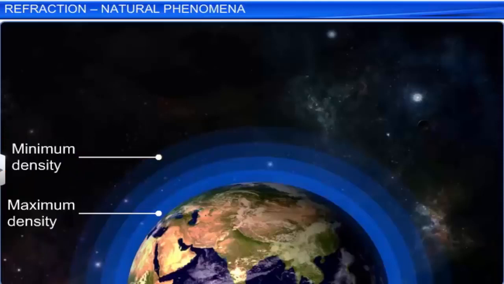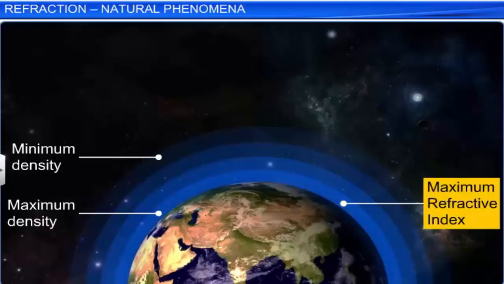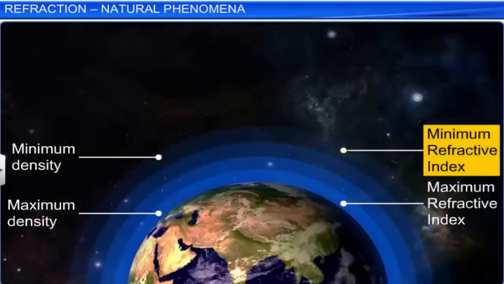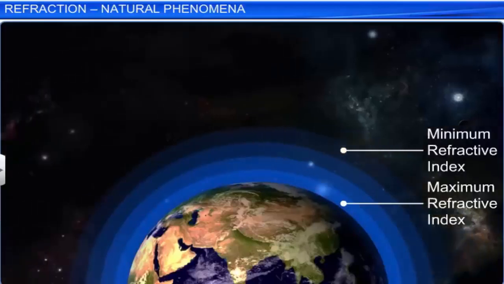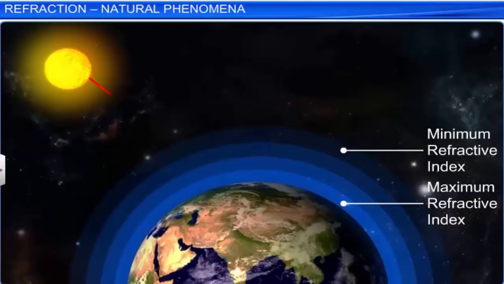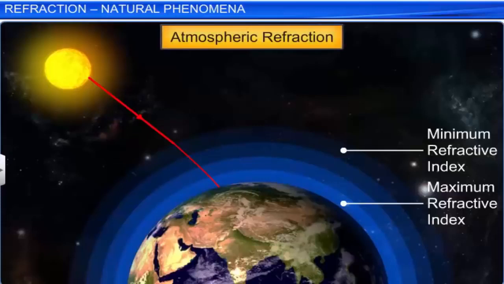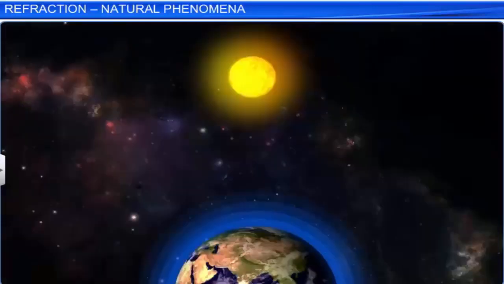When an oblique light ray from a heavenly body like the sun enters the atmosphere, it continuously moves into regions of high refractive index and hence bends towards the normal. This bending of light through atmospheric air is known as atmospheric refraction. When the sun is directly overhead, atmospheric refraction is 0, as the sun's rays are incident normally. When the sun is on the horizon, atmospheric refraction is more predominant. This is because when the sun is on the horizon, light rays have to travel longer distances through the atmosphere.